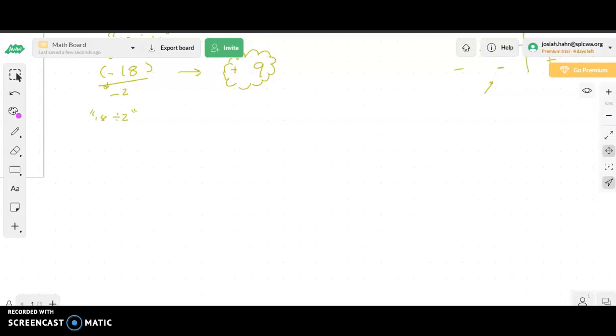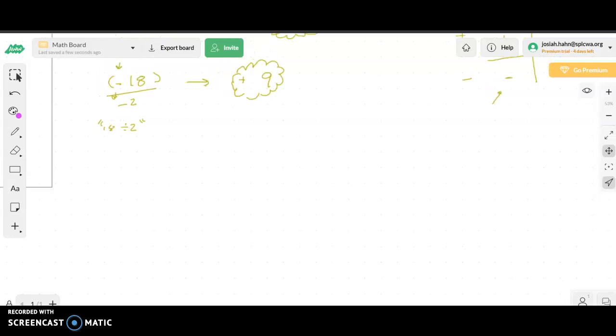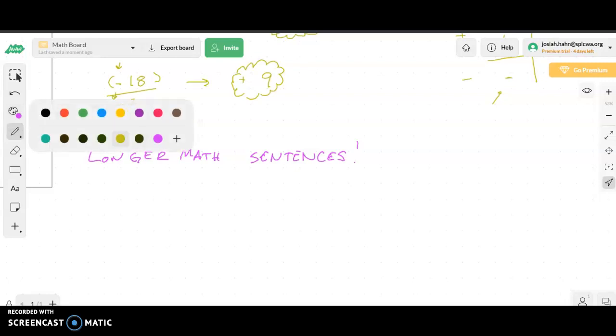Now next, we're going to look at some longer math sentences and see how we can apply these to a couple of them. The thing to remember is that unlike multiplication, division matters with order. With multiplication, we could do any of the multiplication in any order. We have to go left to right when we're doing division in order for us to get the right answer.